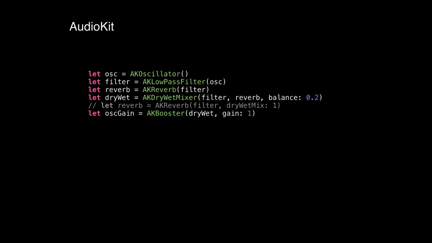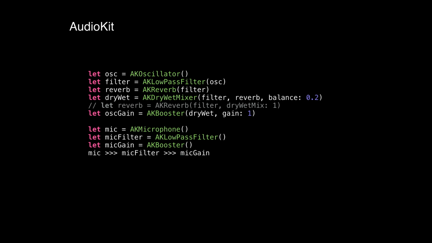Then we add a gain. It is implemented by the AKBooster class. And there is a microphone which is connected to the filter, to the low-pass filter, and to a gain. In this case, the connections are made using arrow syntactic sugar. Then the output of the AudioKit main class is set to a mixer that mixes the signal from an oscillator and from a microphone. And the last line starts the processing.